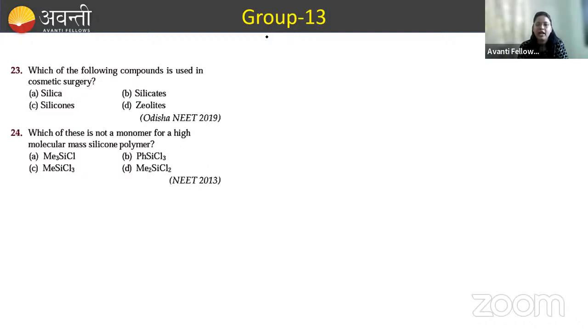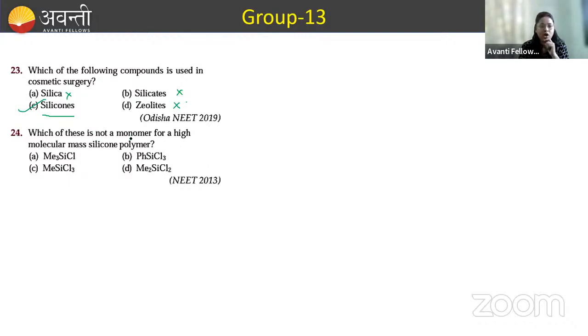ठीक है, तो यहाँ पे when we talk about the cosmetic surgery ना, so silicons being biocompatible are used in surgical as well as cosmetic implants. ठीक है, तो जब कुछ भी इम्प्लांटेशन होता है, कॉस्मेटिक सर्जरी होती है, उसमें सिलिकॉन का यूज किया जाता है, सिलिका का नहीं, सिलिकेट्स का भी नहीं और जियोलाइट्स का भी नहीं. Okay, any doubts regarding this? Please try to remember this. Okay, silicons are used for the cosmetic surgeries.